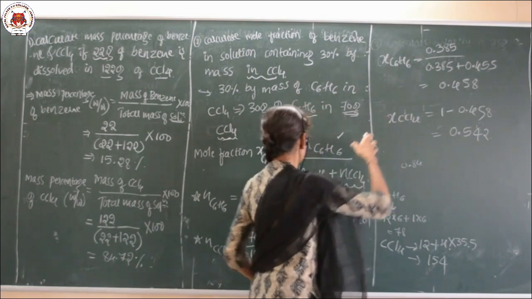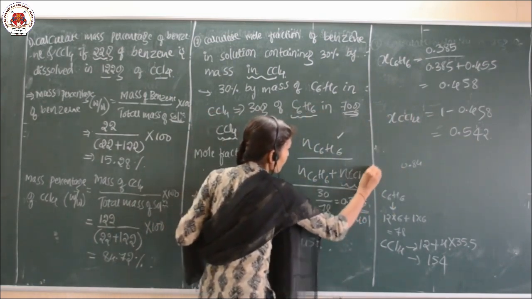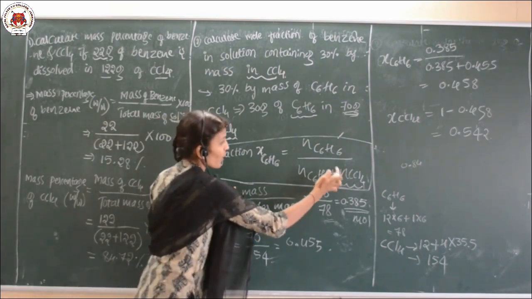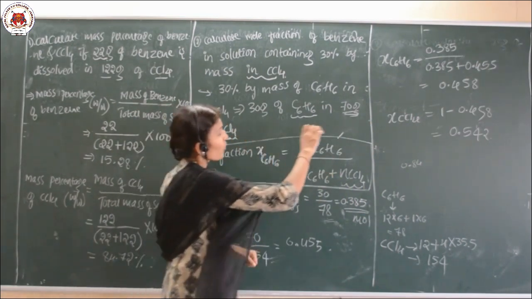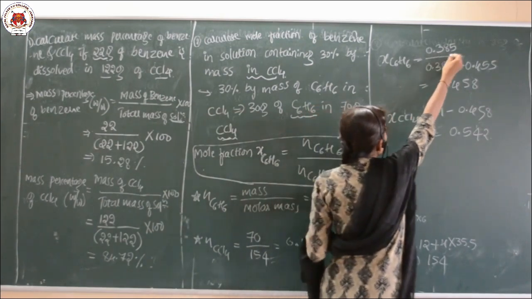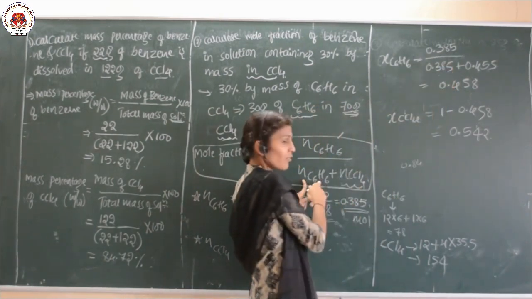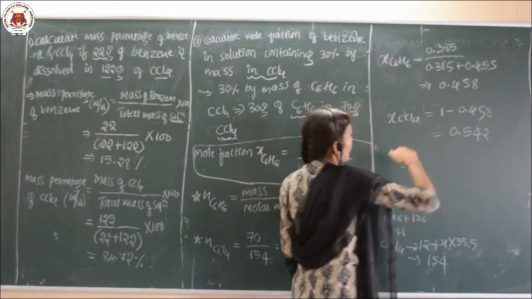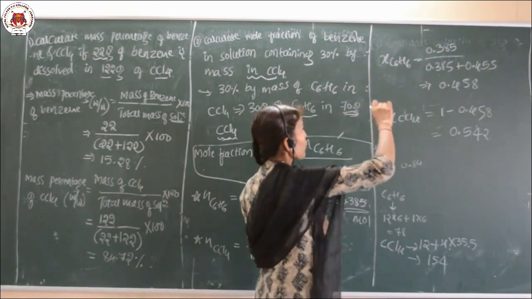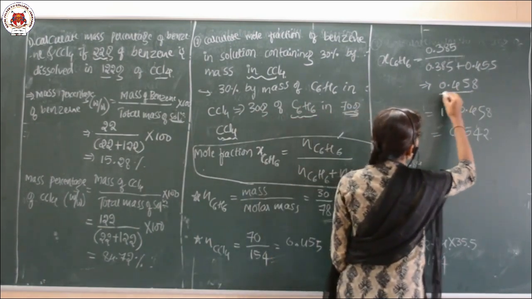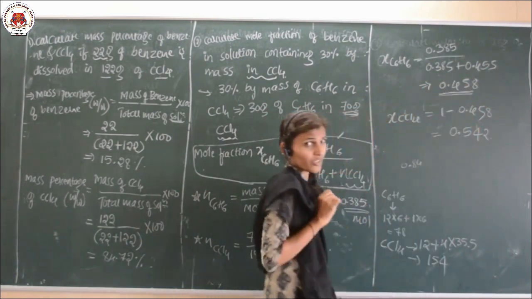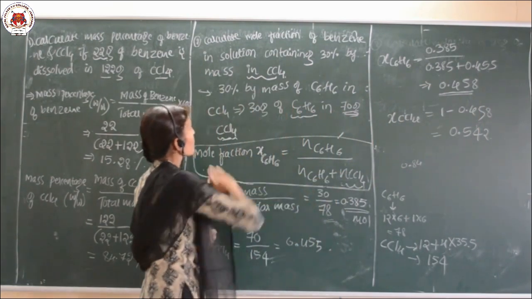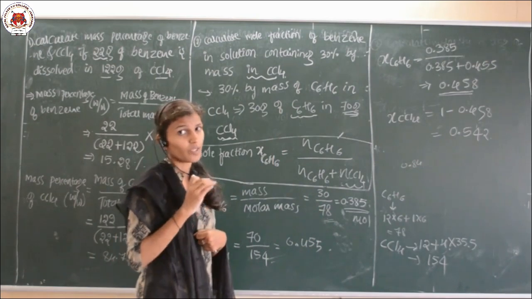Okay. So now we can calculate the mole fraction of the benzene. Again, here is the formula. We calculated these two values, so now it is only substitution: 0.385 divided by 0.385 plus 0.455. If we calculate, we are going to get the mole fraction of the benzene as 0.458. There is no unit for the mole fraction. The question is only to find out the mole fraction of the benzene.